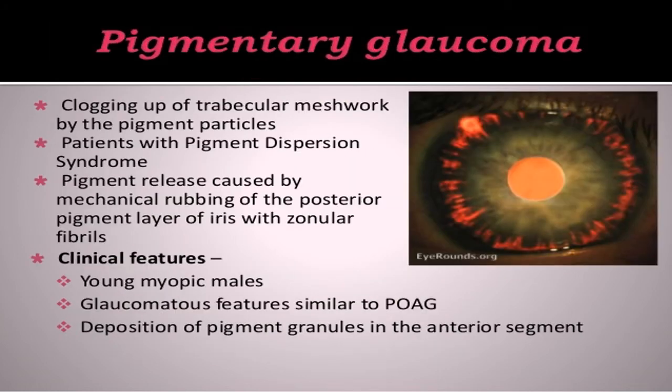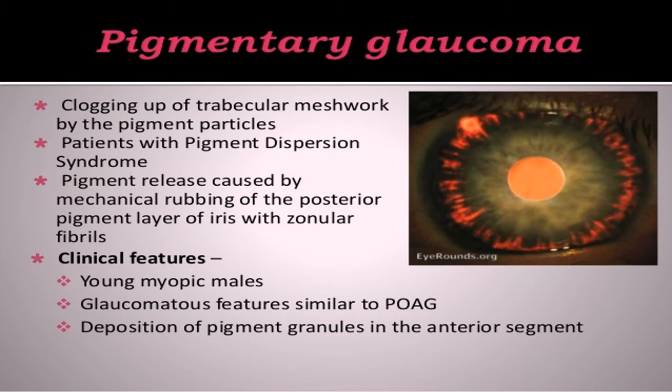Then coming to the next type, that is pigmentary glaucoma. So what is this pigmentary glaucoma? You know the iris and uvea are full of pigments. Sometimes these pigments get released into the anterior chamber and go and block the trabecular meshwork.